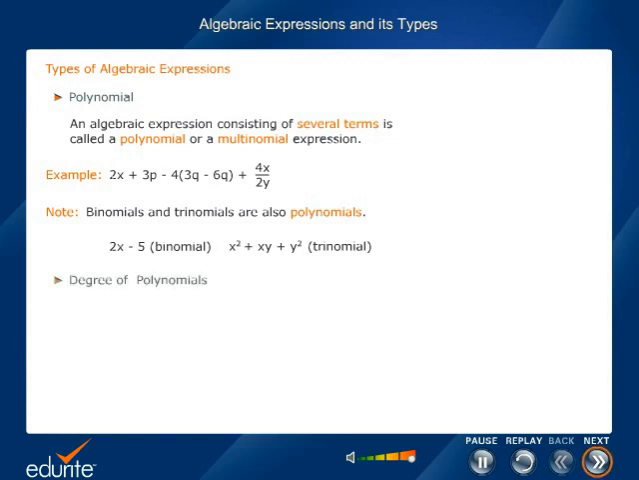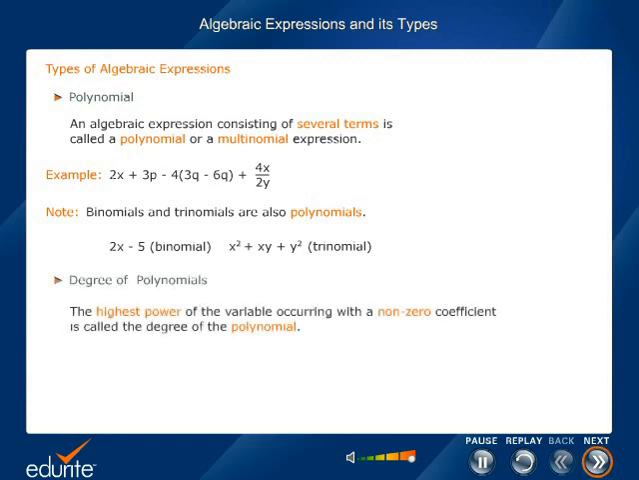Degree of polynomials. The highest power of the variable occurring with a non-zero coefficient is called the degree of the polynomial. For example, x to the power of 4 plus x cube plus 2x plus 9 is a polynomial of degree 4, as 4 is the highest power to which any of the given terms have been raised.